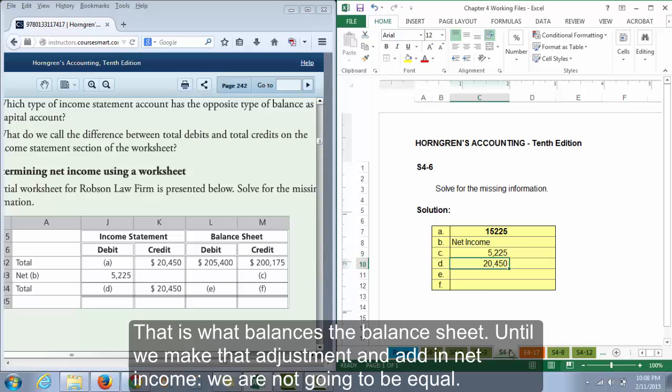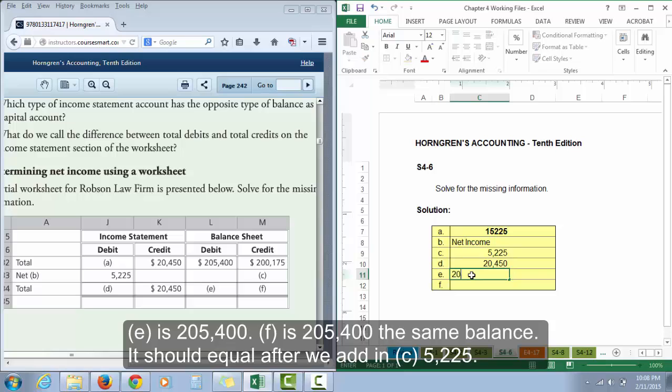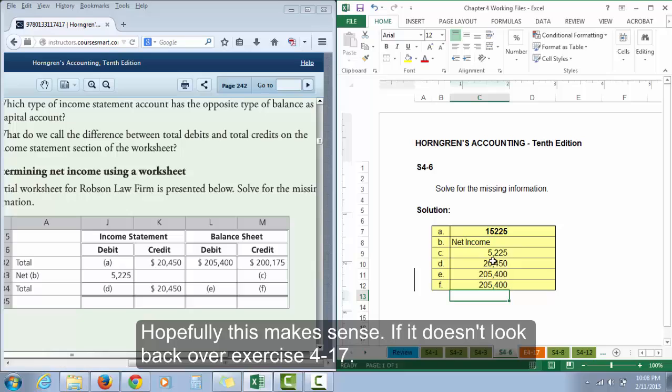And until we make that adjustment and add in that net income on our balance sheet, we're not going to equal, okay? So after we do that, that E cell is going to be $205,400, and F is going to be the same balance. It should equal after we add that $5,225, okay? So hopefully that makes a little sense. If not, look back over exercise 4-17 also, okay?